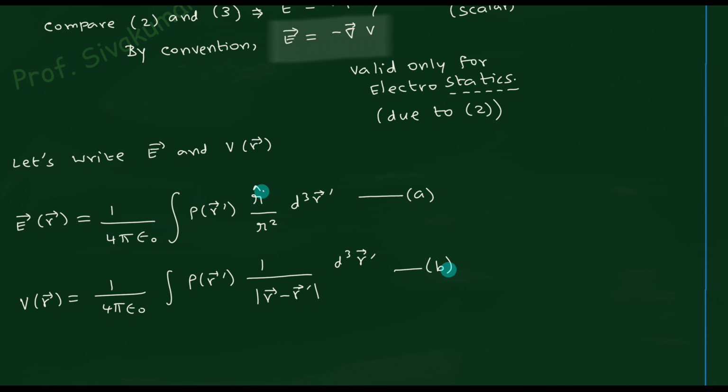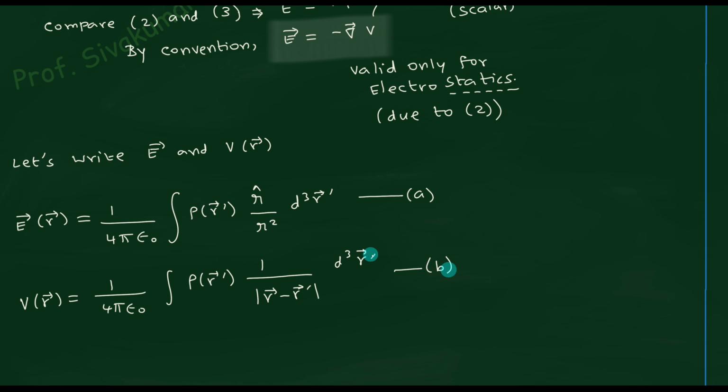You can see that there is a unit vector there. Here the unit vector is not there. This is a vector quantity and therefore it is required. And electric potential is a scalar quantity. So here none of them is a vector quantity. Rho is scalar. 1 divided by this modulus is also scalar. And this is volume. d cubed x prime only tells you that it is actually dx into dy into dz. Finally, volume is a scalar quantity.